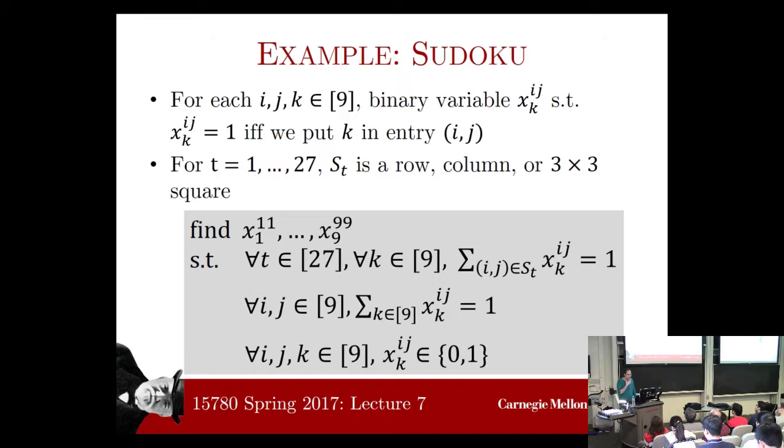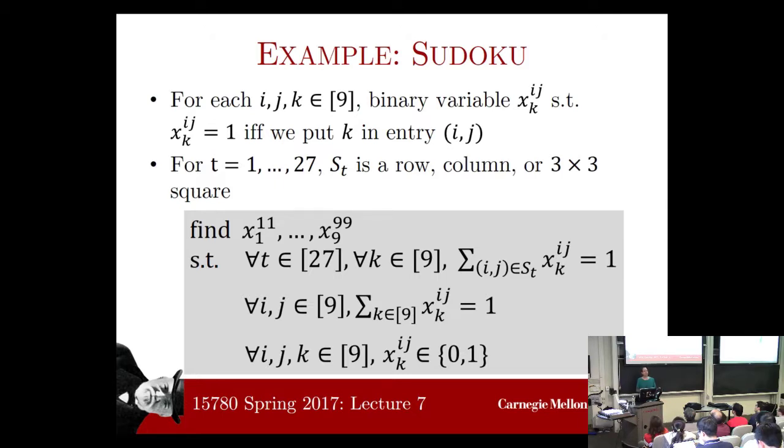So my variables are going to be, for every i, j, and k between 1 and 9, a binary variable x^{ij}_k, superscript ij, subscript k, which is binary, so it's only 0 or 1. I'm going to think of it as having the value 1 if I decided to put the number k into entry ij in my board. I have this board which is 9 by 9, entry ij. I think of x^{ij}_k as being 1 if I decided to put k in that entry ij, and 0 otherwise.